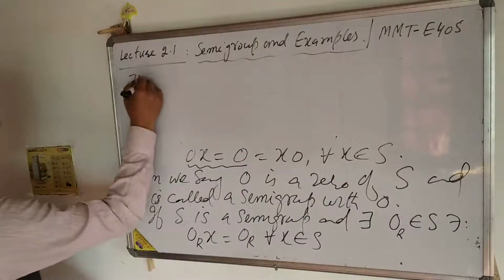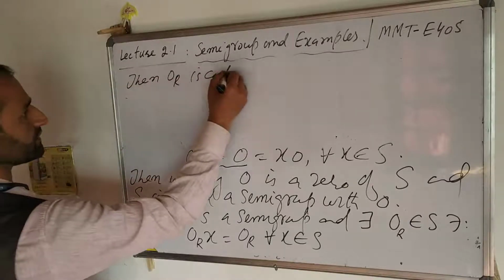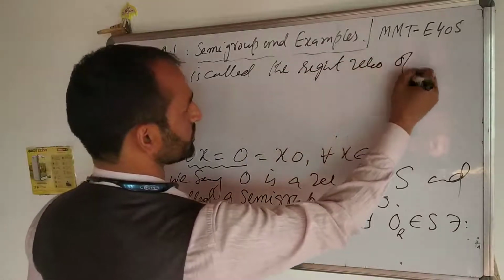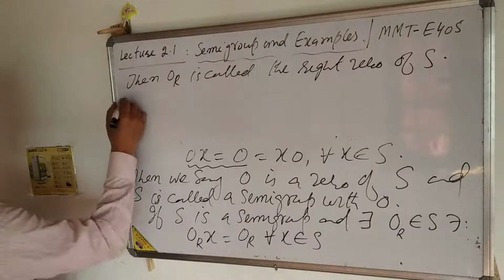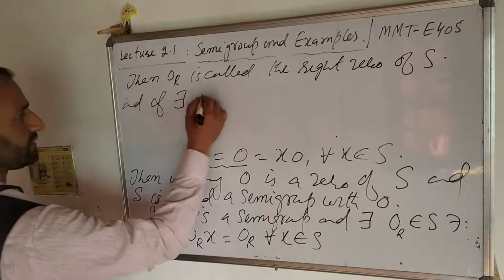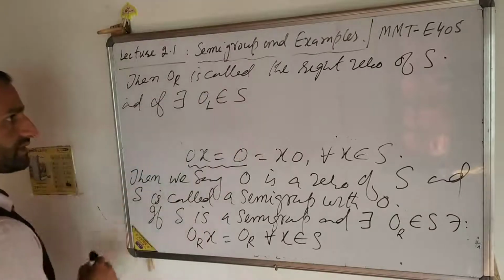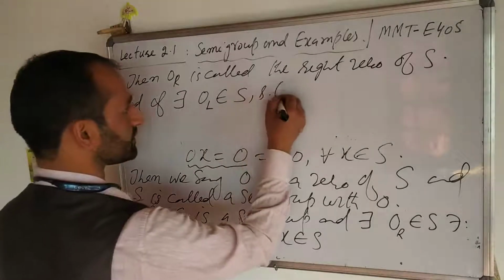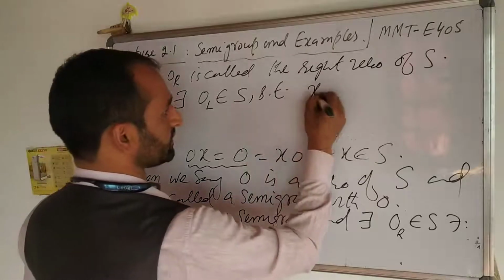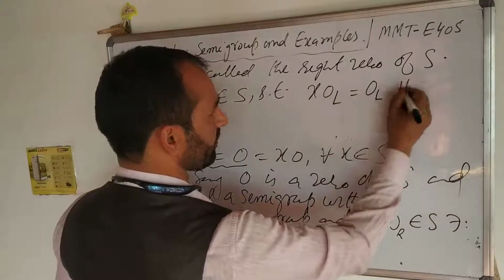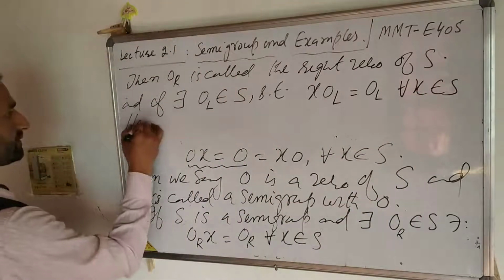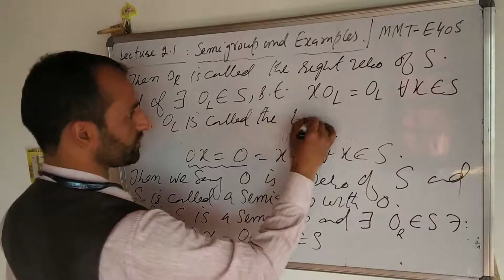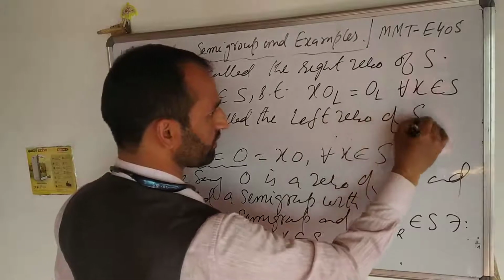0_R is called the right 0 of S. And if there exists 0_L in S such that x into 0_L is equal to 0_L for all x in S, then 0_L is called the left 0 of S.